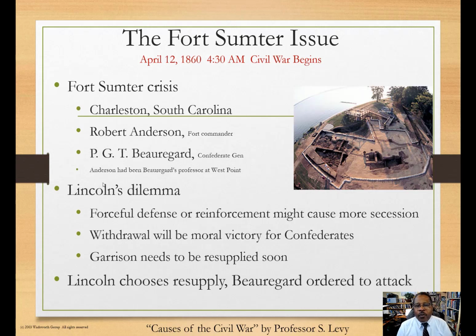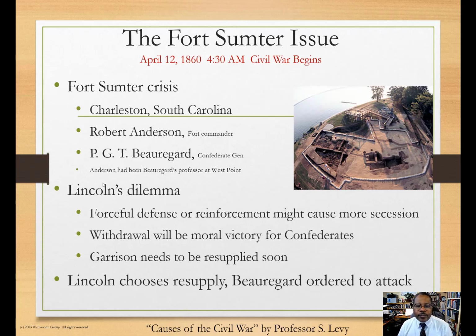Yet there's this federal fort, this federal base right there in the harbor. So if they let that base remain, then their claim to being an independent country might be brought into question. And so Lincoln announced that I'm just going to send supplies to reinforce the fort. No weapons. We're not going to attack the South. I'm just going to send supplies to reinforce.